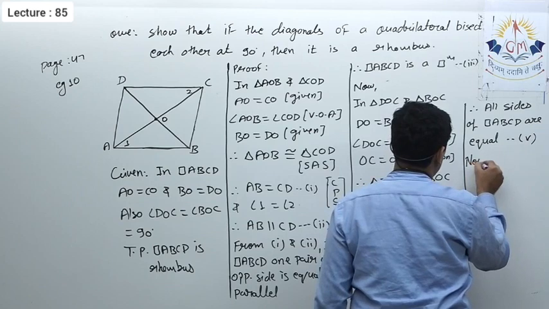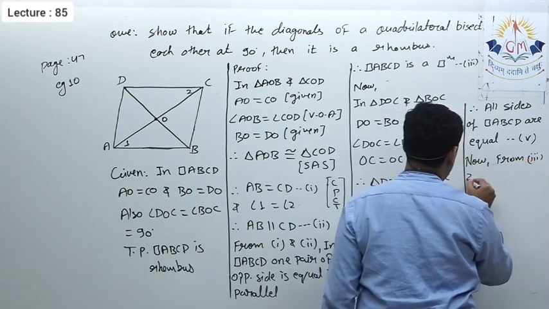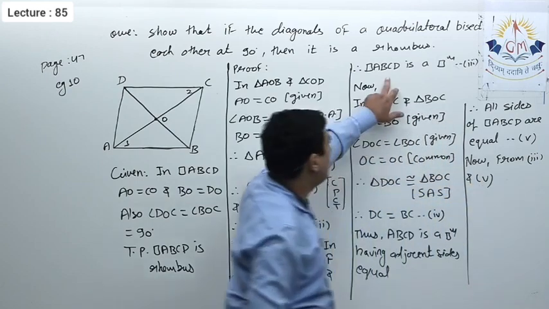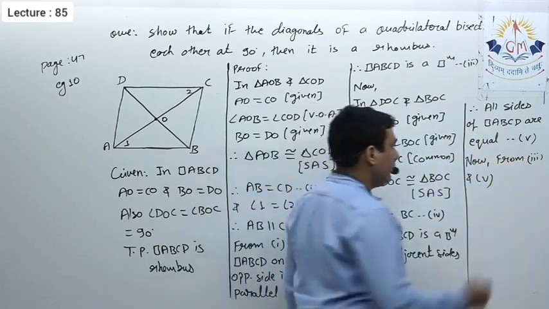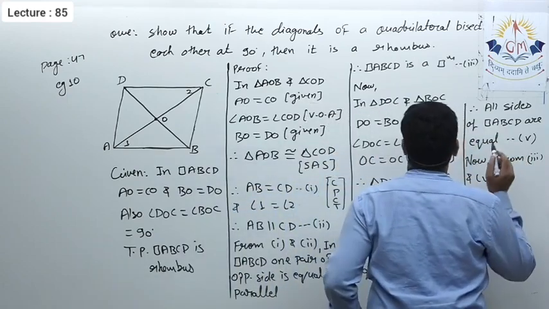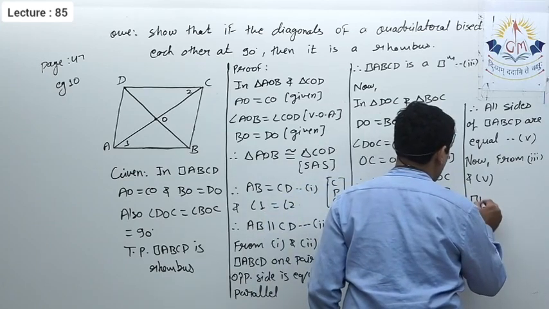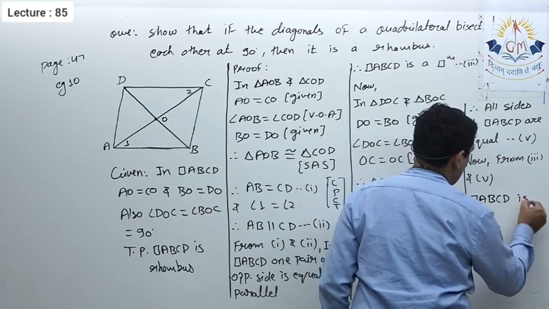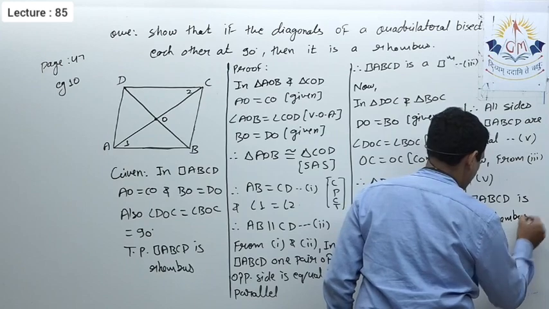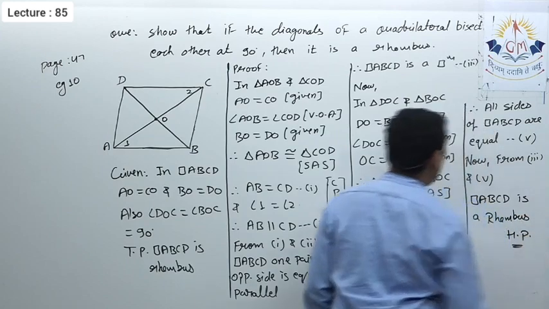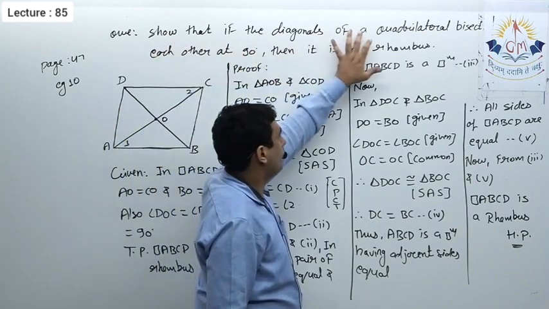Now from third and fifth: third says ABCD is a parallelogram, fifth says all sides are equal. So from third and fifth I can say directly ABCD is a rhombus. Quadrilateral ABCD is a rhombus. Hence proved.